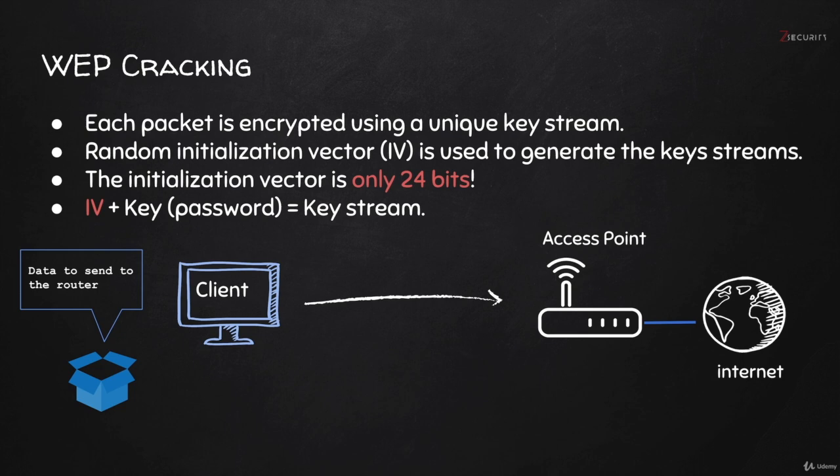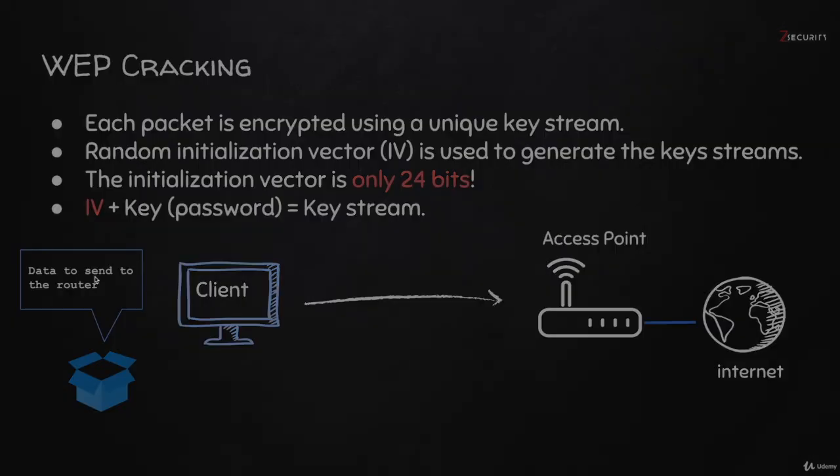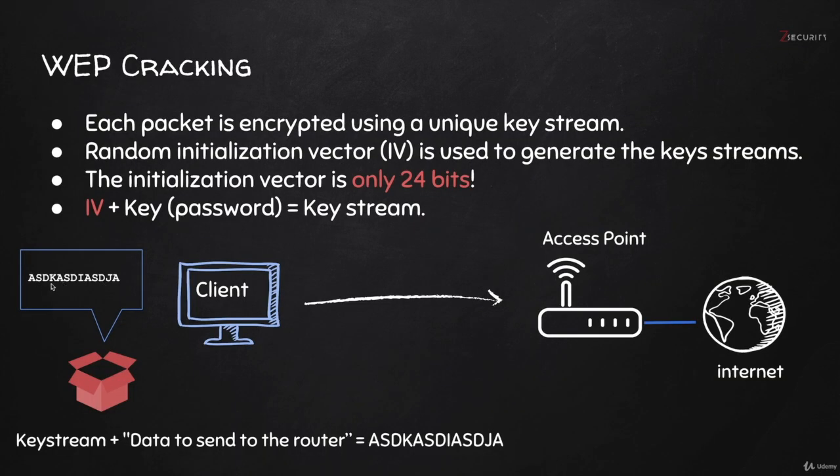To do that, it generates a random 24-bit initialization vector. The initialization vector is then added to the password of the network, to the actual key that people use to connect to the network. This generates a key stream, and then this key stream is used to encrypt this packet and transform it into gibberish. So basically we have the key stream plus the data that we need to encrypt gives us the gibberish, and then the gibberish is sent into the air.